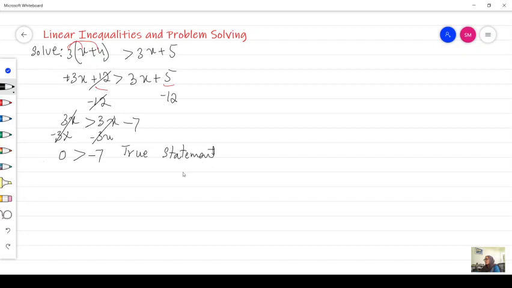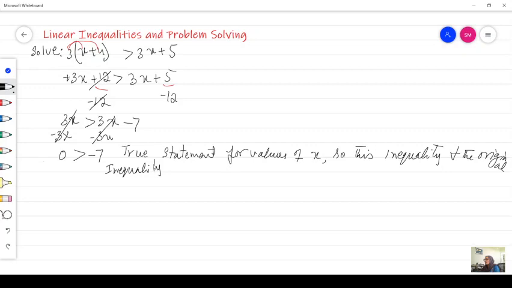Which means, for all values of x, this inequality and the original inequality are true, T-R-U-E, true for all numbers. So all real numbers are the solution in this case.